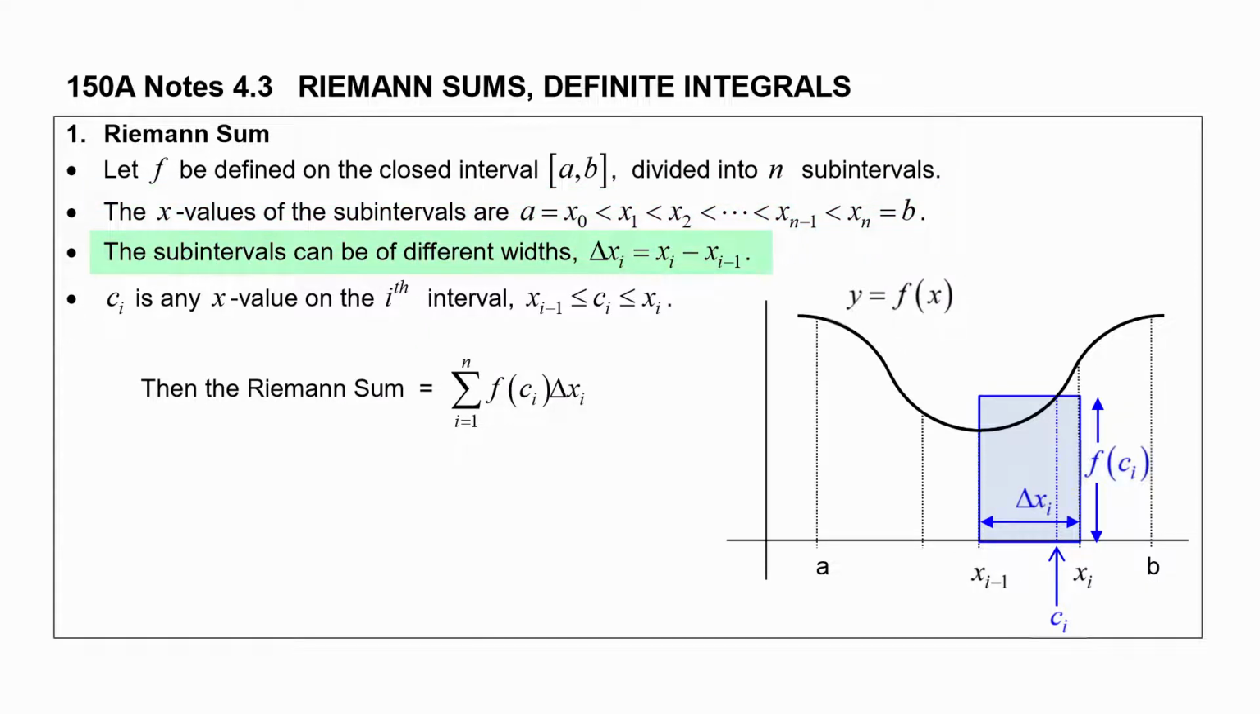Now, what's different with a Riemann sum than an upper sum and a lower sum is that the subintervals can be different widths. So now each subinterval has its own designation, delta x sub i, which is the right endpoint of the interval minus the left endpoint of the interval. So if you look at this picture, x sub i is the right endpoint of interval i, x sub i minus 1 is the left endpoint of interval i, and delta x sub i is the width between those 2 points.